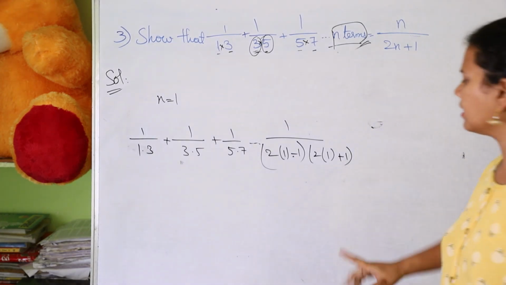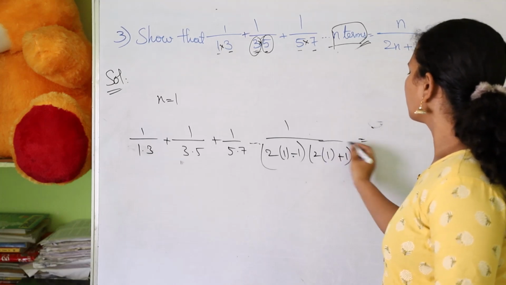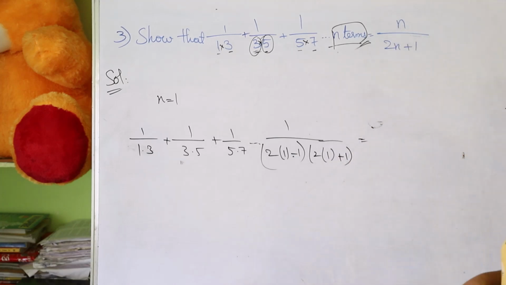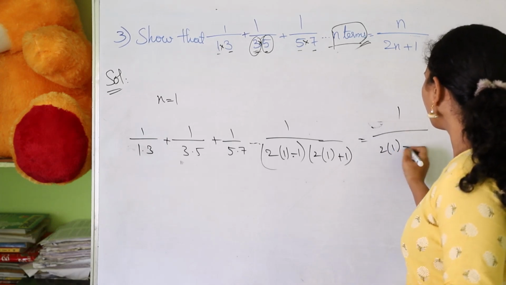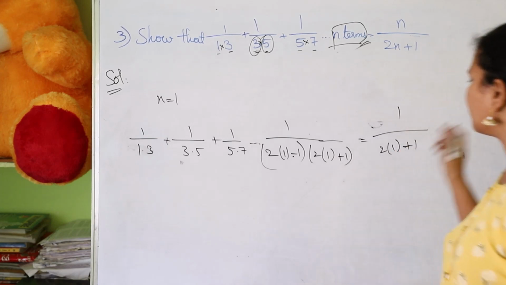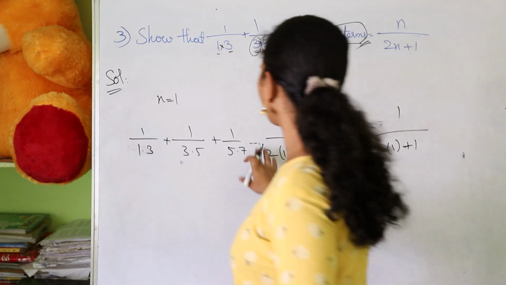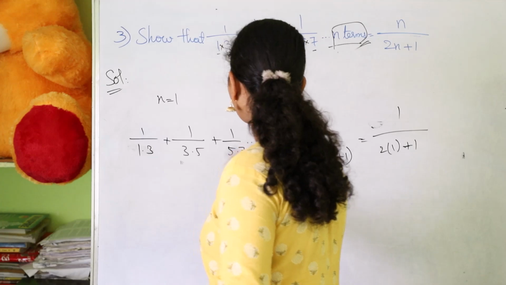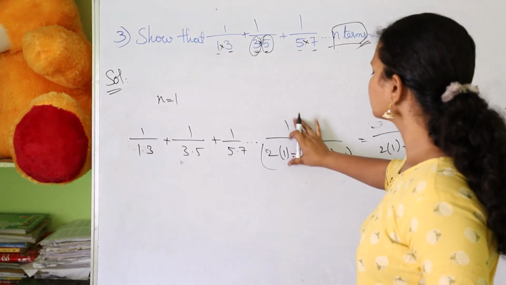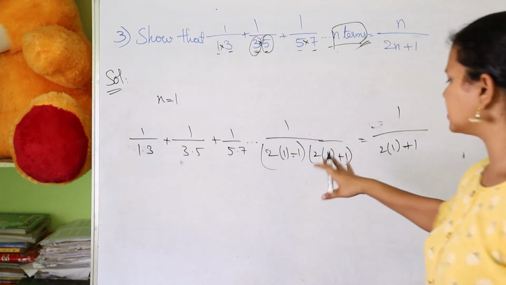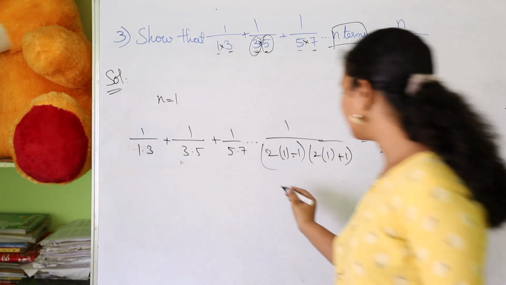Clear till here? Then you make an equal to symbol. Here you have n. Instead of n, as I said, you replace it with 1, so 1 by 2 into 1 plus 1. Are you getting it? So you have this equation. You solve all this equation.